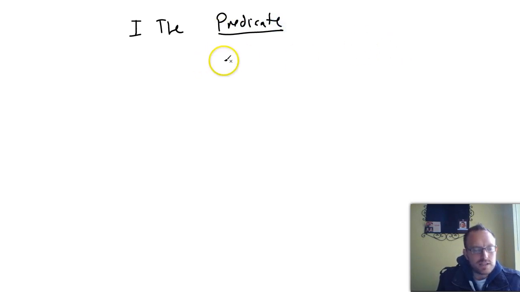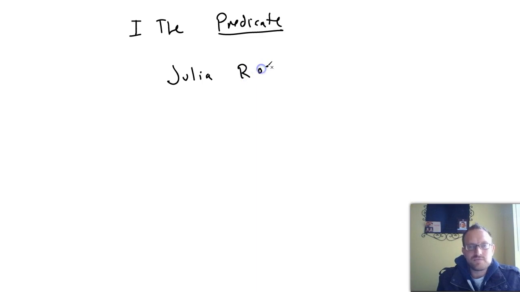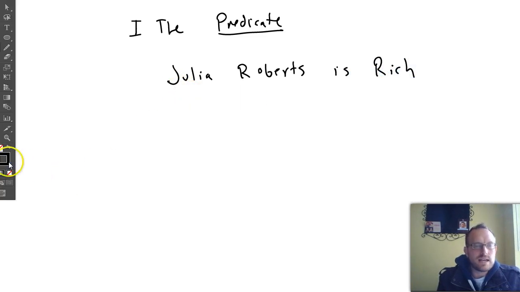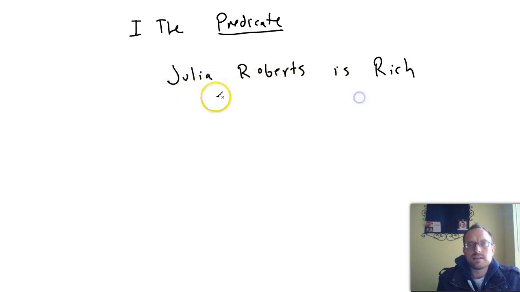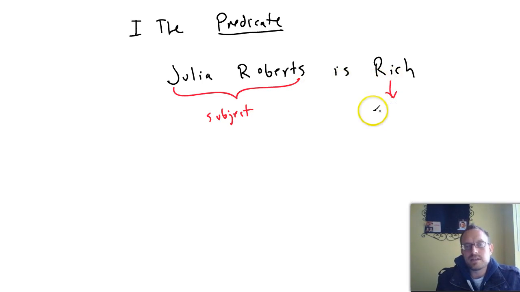The first thing we need to look at here is the predicate. What exactly is a predicate? You'll notice that we've talked about predicates before. For instance, let's take this example. I'm going to use Julia Roberts because she's in my notes, or Catherine Zeta-Jones if you prefer her. Julia Roberts is rich. In ordinary language, we would say that Julia Roberts is the subject of the sentence, and the last part is the predicate.